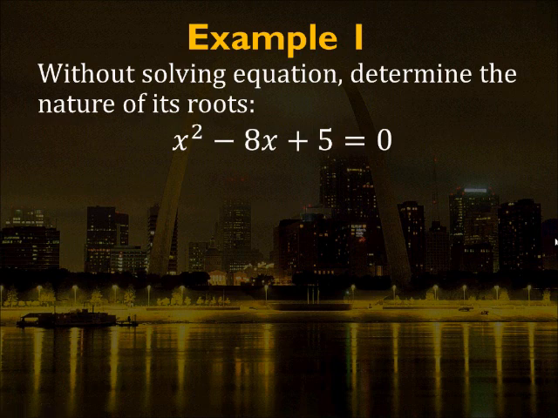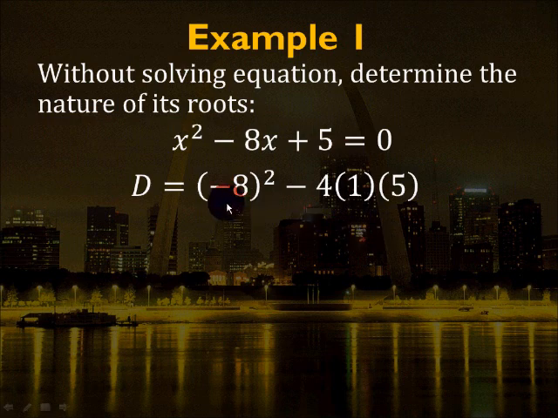Let's look at example 1. Without solving the equation, determine the nature of this equation's roots. So we have x squared minus 8x plus 5. All you really have to do is check out what the discriminant is. So remember that D equals b squared minus 4ac. So there's your b, negative 8 quantity squared minus 4 times 1 times 5. And you just do the math.